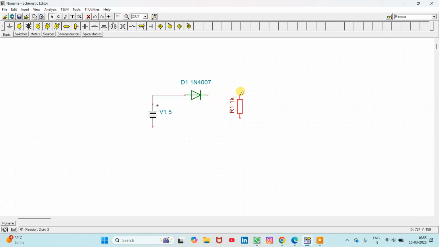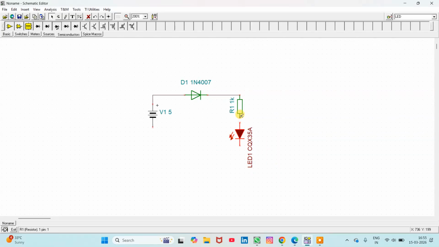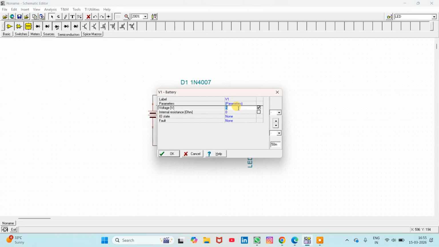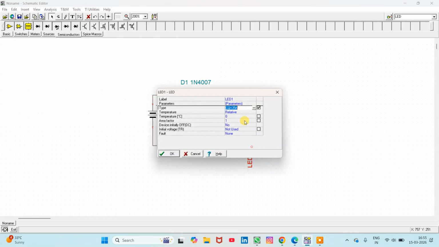So here I'm connecting one 1K resistor as RL and connecting one LED here. I'm just rotating the LED to keep it in whichever position I want. I have taken the LED, connecting the negative of the LED to the negative of this battery. Here the battery voltage is 10, I'll just change that to 12 volt. Now my resistance is 1K and I have some LEDs.